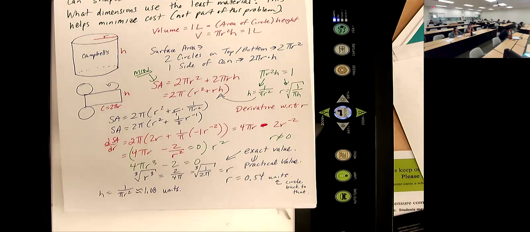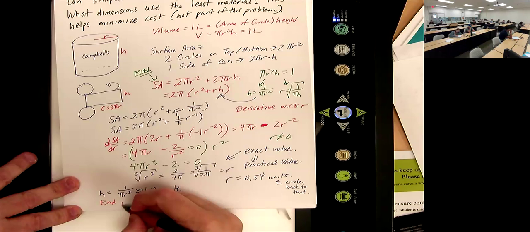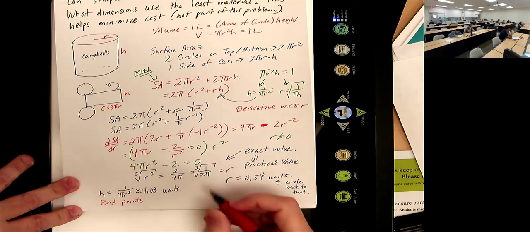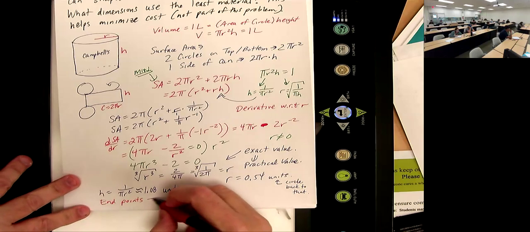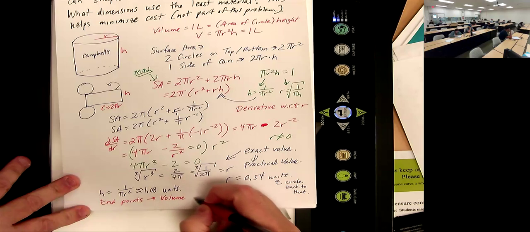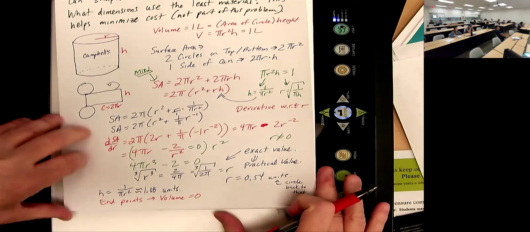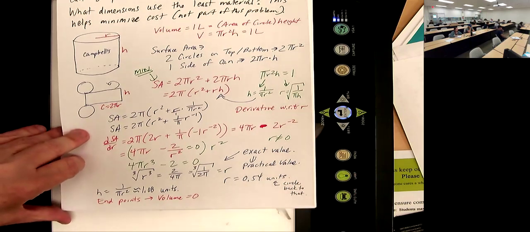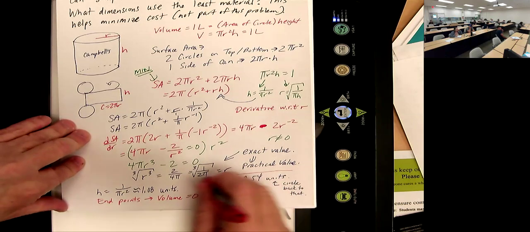We could check the endpoints. But the endpoints are gonna be stuff that minimizes volume. Endpoints will make the volume 0. And we don't want that. Having R equals 0 and R being some sort of maximum doesn't work here. So those are the two things we're looking for.